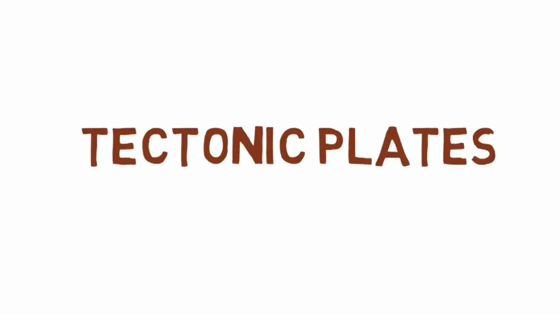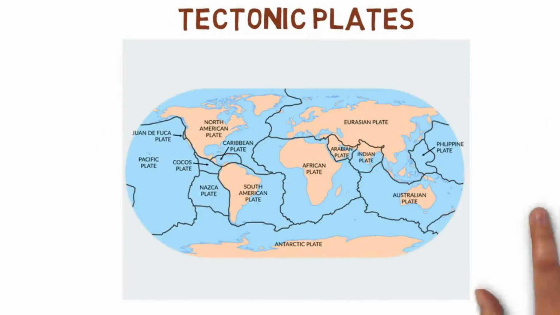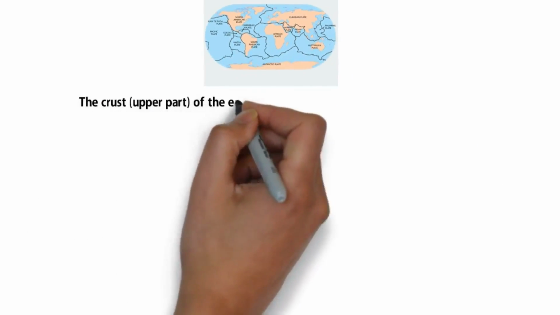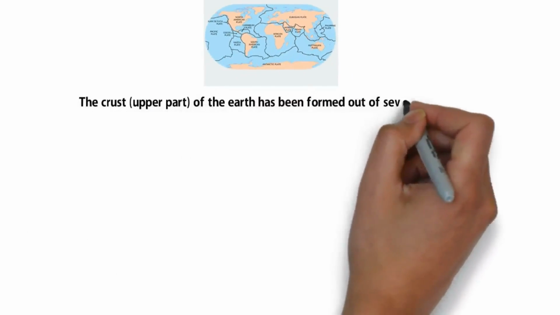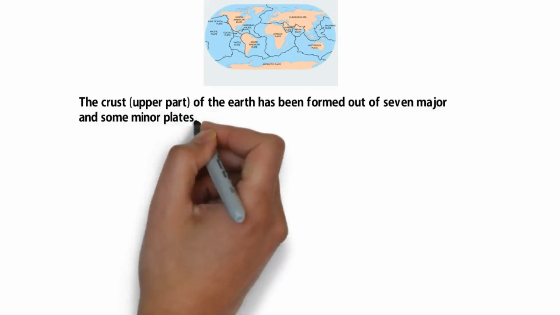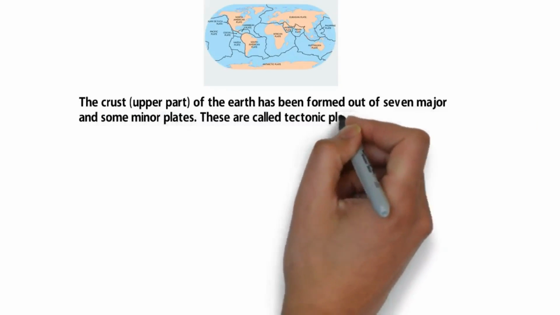Tectonic plates. The crust, the upper part of the Earth, has been formed out of 7 major and some minor plates. These are called tectonic plates.